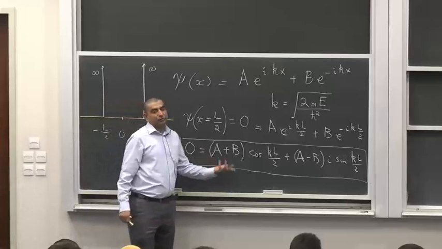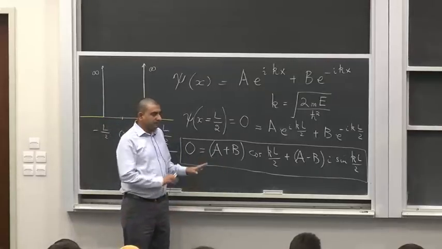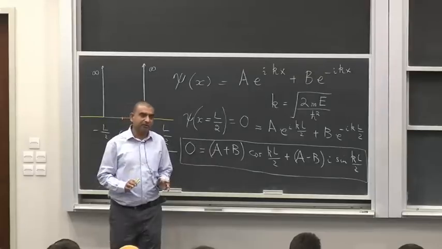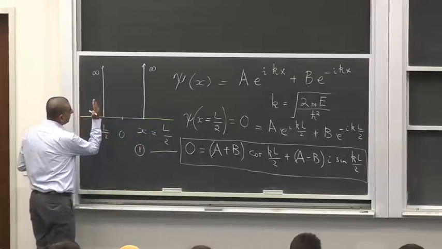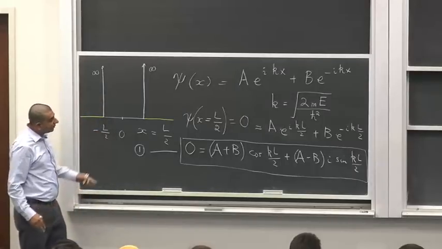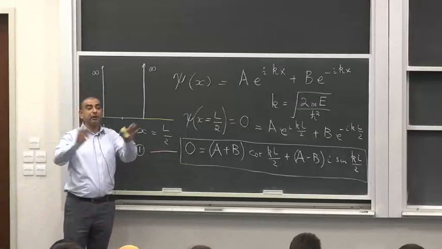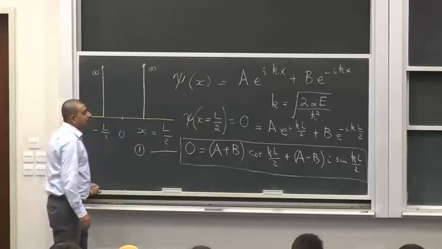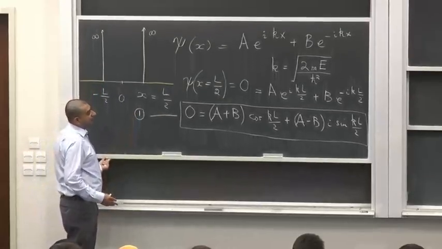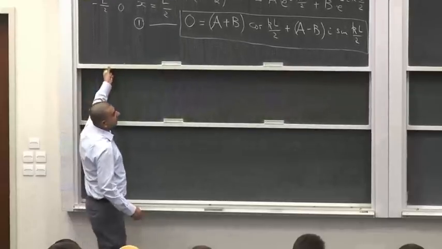Now I have two unknowns, a and b. So this one equation is not sufficient. So I write down the other equation which is applicable at this boundary. By the way, these are called boundary conditions. What happens to the wave function at the boundary? The other condition will give you a result which is somewhat similar.